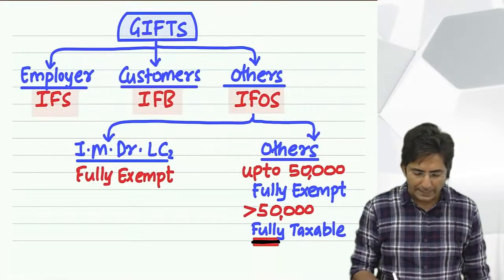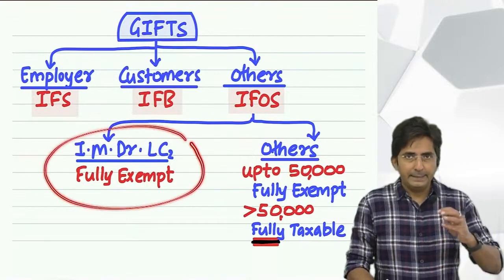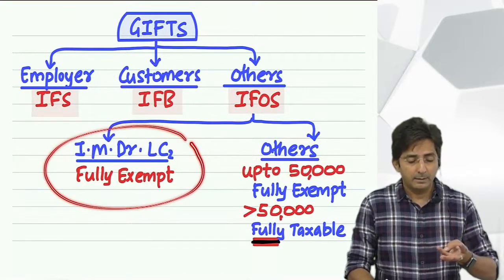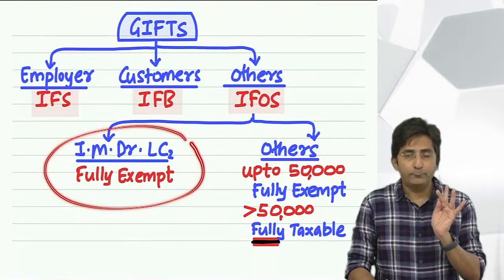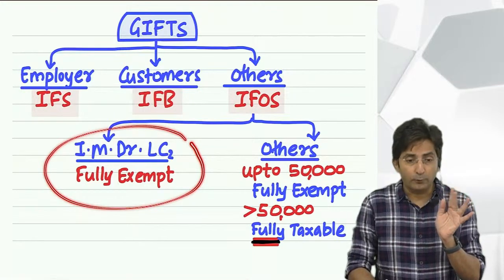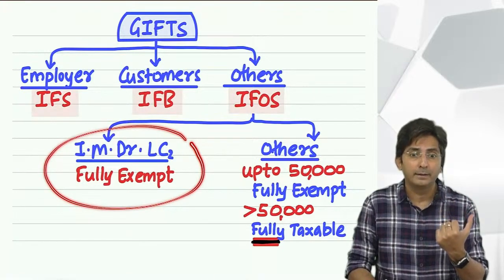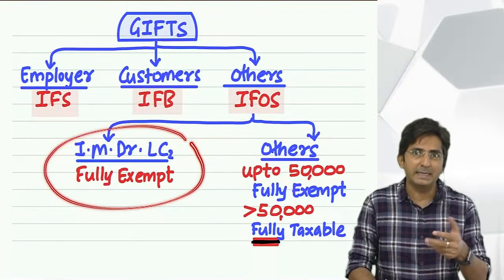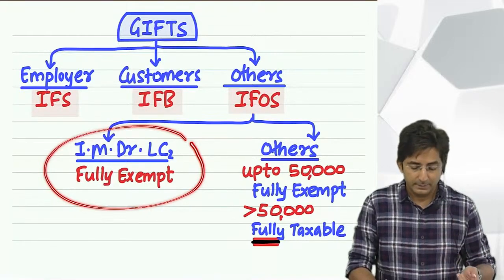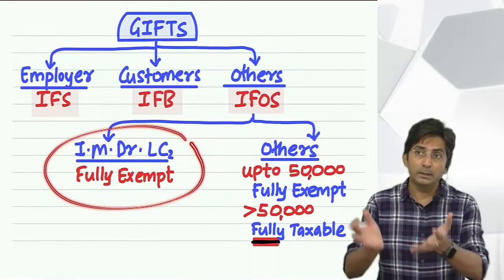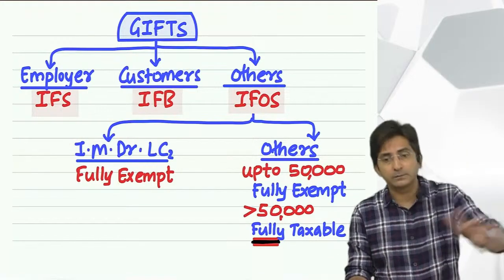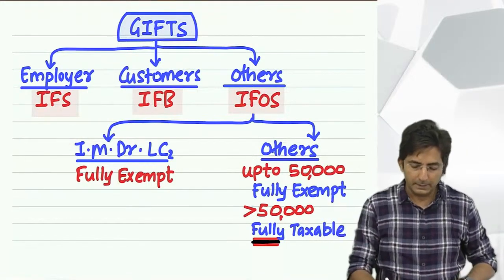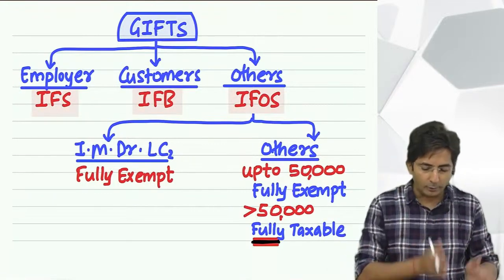So what is the full form of IMDRLCC? Repeat. Inheritance or will. Please learn by heart. Inheritance or will. M for marriage. D for death contemplation. R for relatives. L, local authority. Gift from local authority. Not necessarily a compensation, but anything free from local authority. Then the first C was charitable trust. Whether you receive from a charitable trust or a charitable trust receives from someone, to and from both. Then the last C was COVID treatment, COVID death.